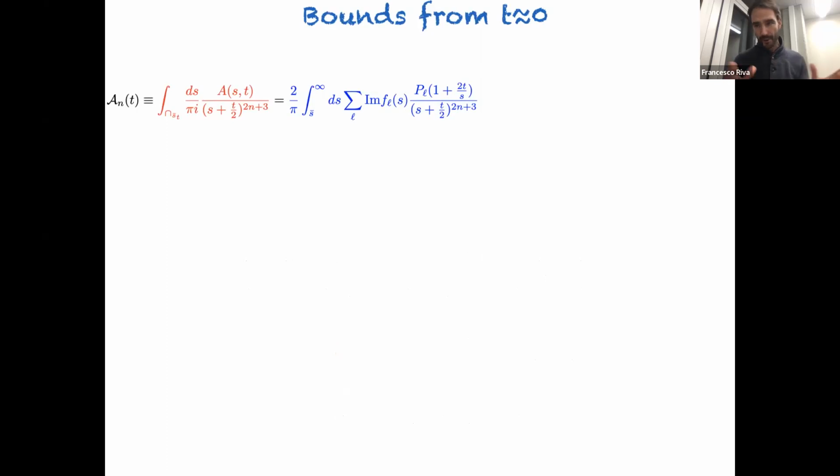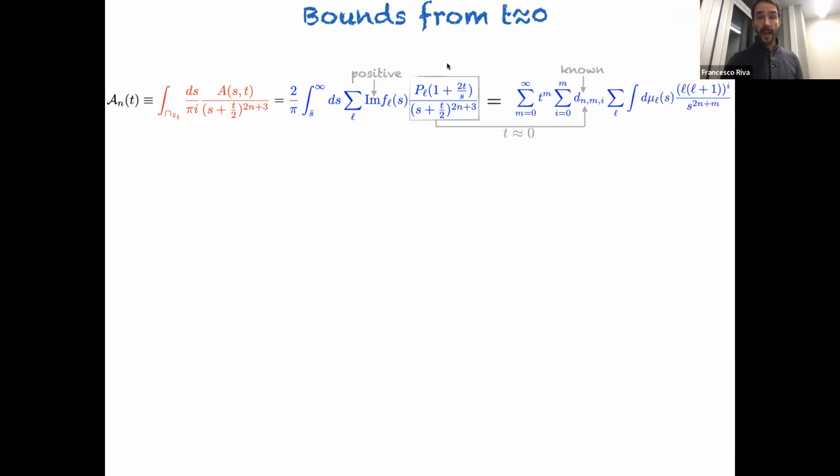Okay, so there are many approaches that expand around t equals 0. I will give you here one look into it. So we have an infrared expression for the amplitude, and we have a UV expression for the amplitude that we can expand in partial waves. The imaginary part of the partial wave is positive, and these are known objects that can themselves be expanded in powers of t in terms of known coefficients.